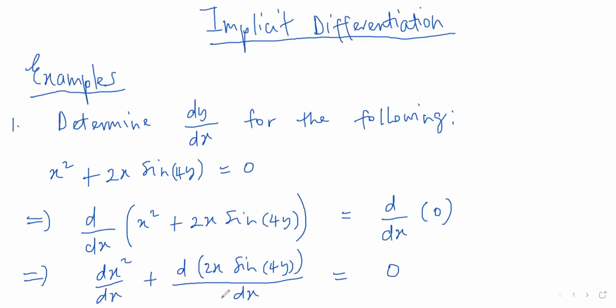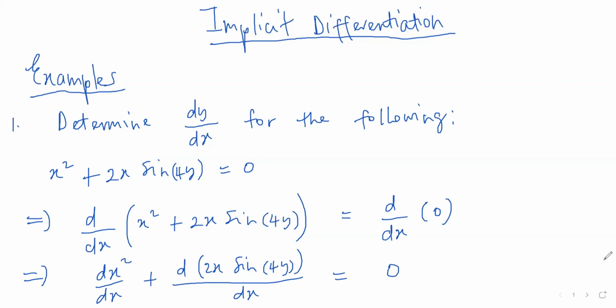As you can see over here, the second term on the left side of the equation is the derivative of a product of two functions. We have the derivative of 2x multiplied by the derivative of sine of 4y. So 2x is one function, and sine of 4y is the second function. So in this case, we have to apply the chain rule plus the product rule. So we have to apply the product rule first, then the chain rule, because sine of 4y is a composite function.